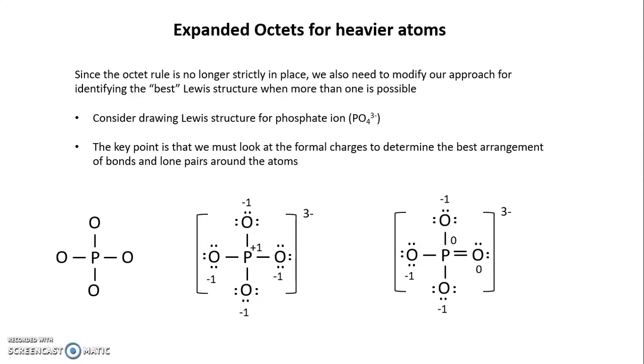So the key point here is that in order to find the best structure now, when we can use expanded octets, you can use formal charges to determine the best arrangement of bonds and lone pairs around the atoms. And of course, I didn't mention it, that's the whole point of this video. The reason that we could make another double bond to the phosphorus so that it has 5 bonded pairs around it is because it's a third row atom.